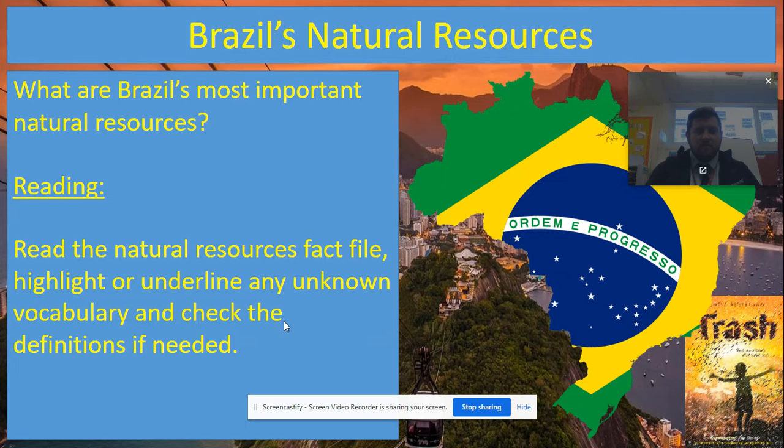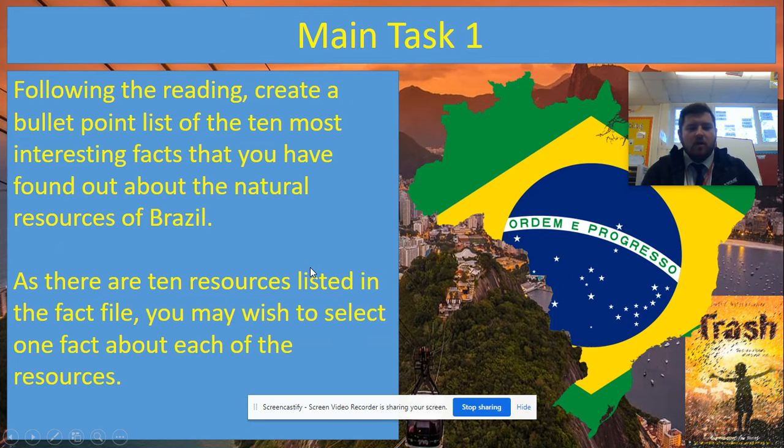Okay. So, following the reading, this is your first task. There's 2 tasks today. Your first task, I want you to create a bullet point list of the 10 most interesting facts that you have found out about the natural resources of Brazil. Now, there are 10 resources on the sheets, so maybe you could find out an interesting fact about each one.